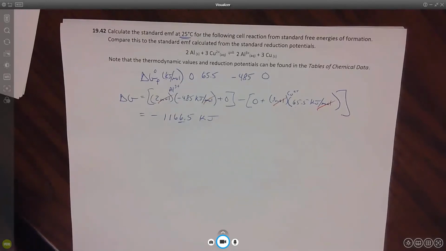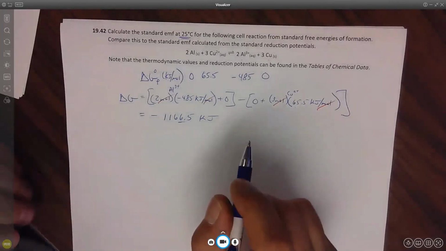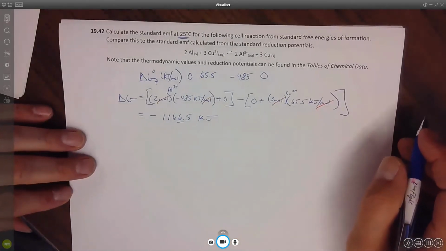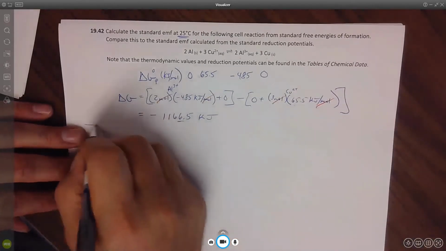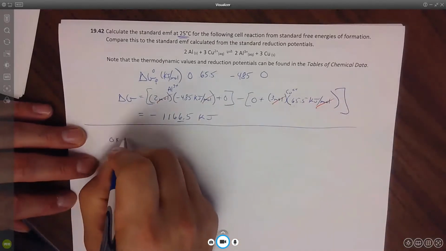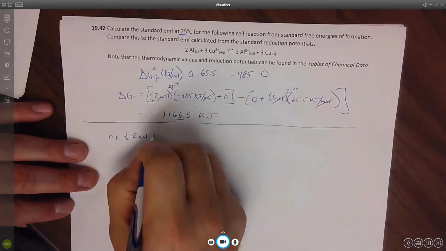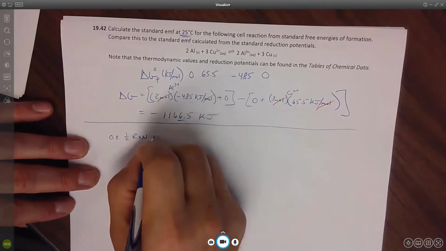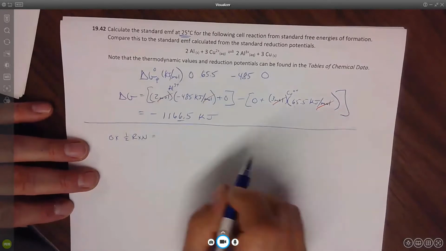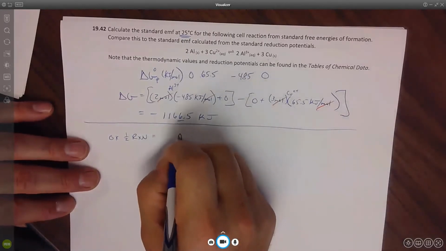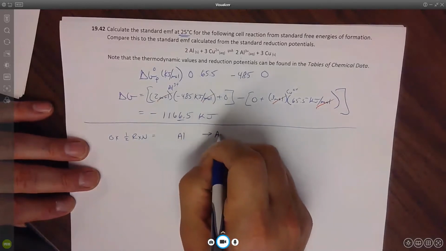Would you first find the half reactions? Okay. So what are my 2 half reactions then? What's my oxidation half reaction? The Al. So aluminum's going from 0 to 3 plus, so that's oxidized. So aluminum to aluminum 3 plus.